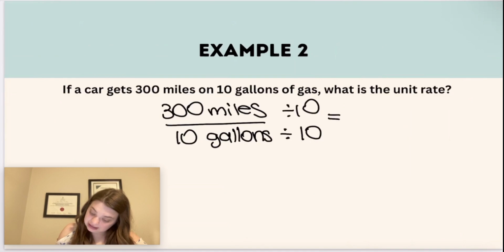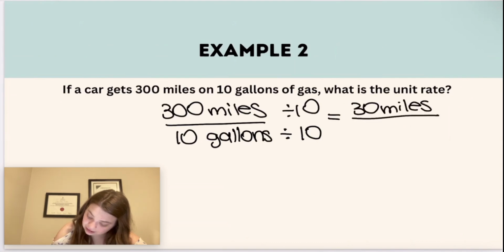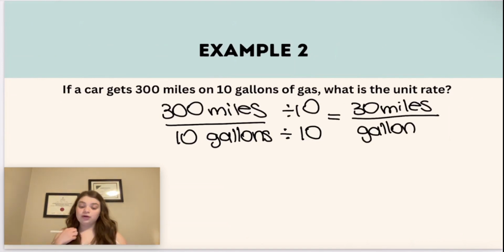300 divided by 10 is 30. And then 10 divided by 10 is just 1 gallon. So therefore, the car gets 30 miles per gallon. So for every gallon of gas that we put into this car, it will be able to drive about 30 miles, give or take.